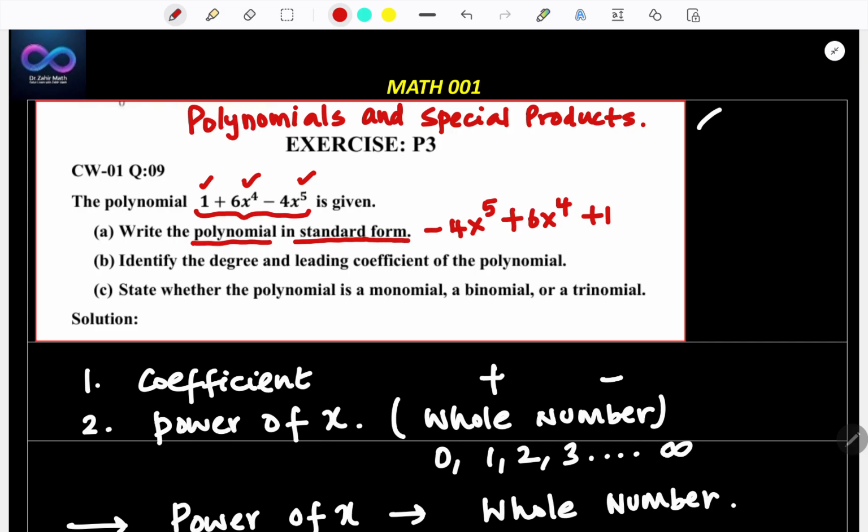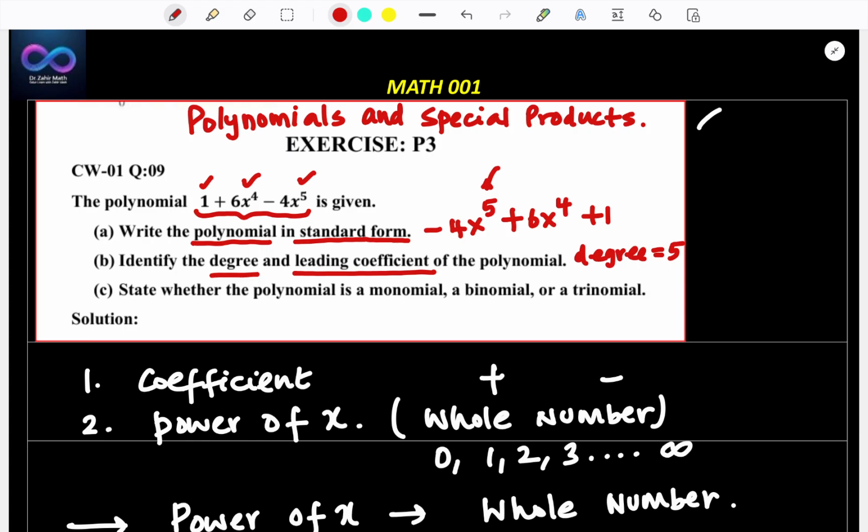Next, identify the degree and leading coefficient of the polynomial. What do you mean by degree? Highest power, or you can say big power. Who is the leader here? The leader is this one, the big power. So degree is equal to how much? It is equal to 5. So degree is equal to 5.